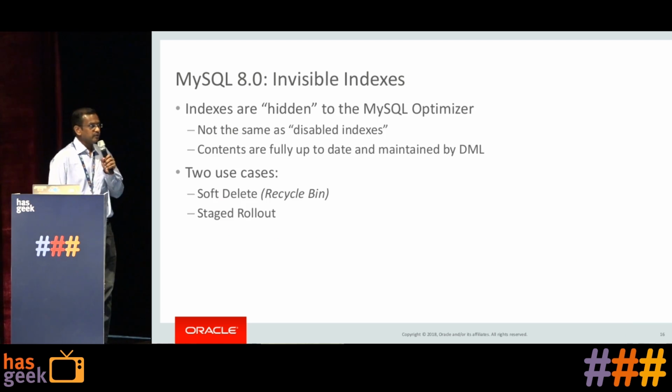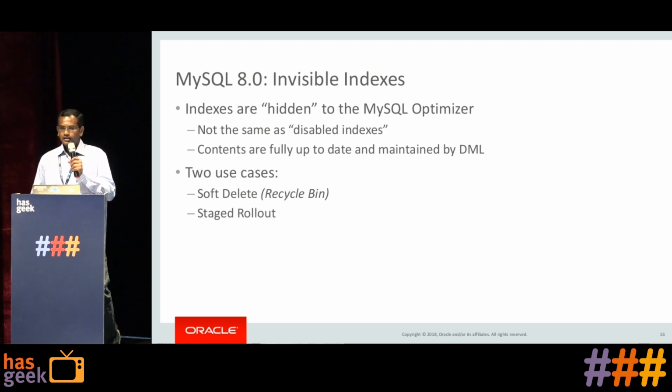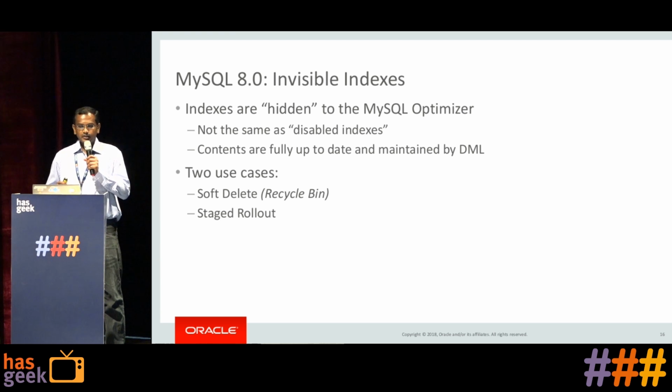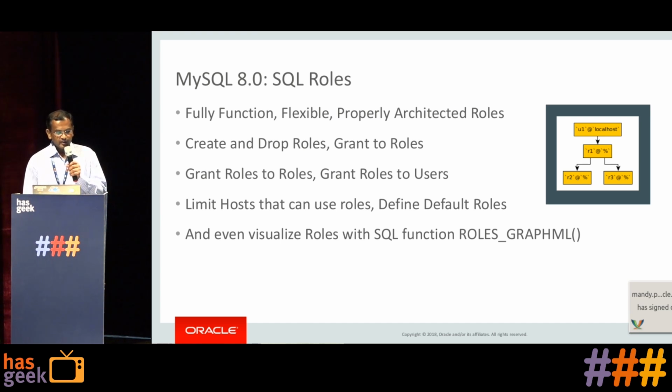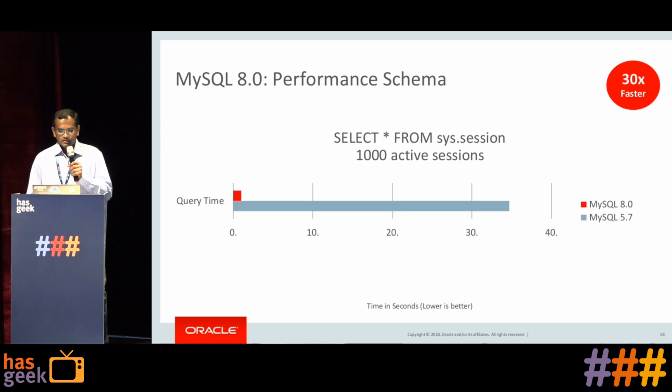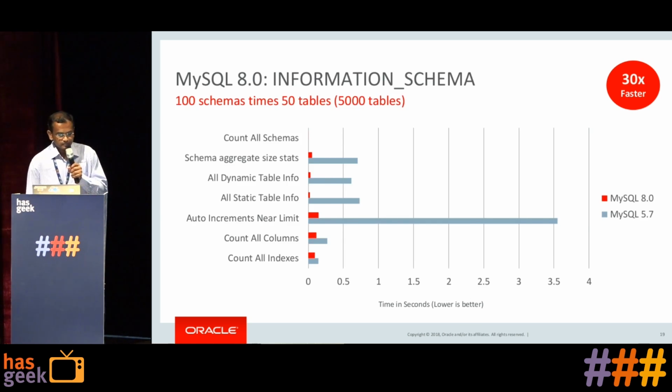Invisible indexes. This is something for a DBA. In case I want to hide an index, I can just say it is invisible, keep it for some time, and see that things are okay. If we're not using it, we can either soft delete it or do a rollback. SQL roles, which are very important, are implemented in 8.0. Performance is very important. It's 30x faster, and you can use all these variables to get the performance right.